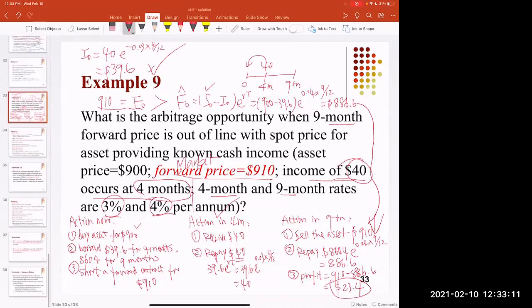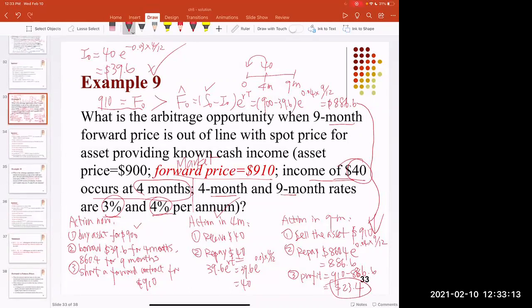Professor, where did you get 860.4? Okay, 860.4, how to get this? This is based on the money you need to buy the assets: you need to pay $900, right? And you can borrow a short-term loan of 39.6, and the difference is the long-term loan.